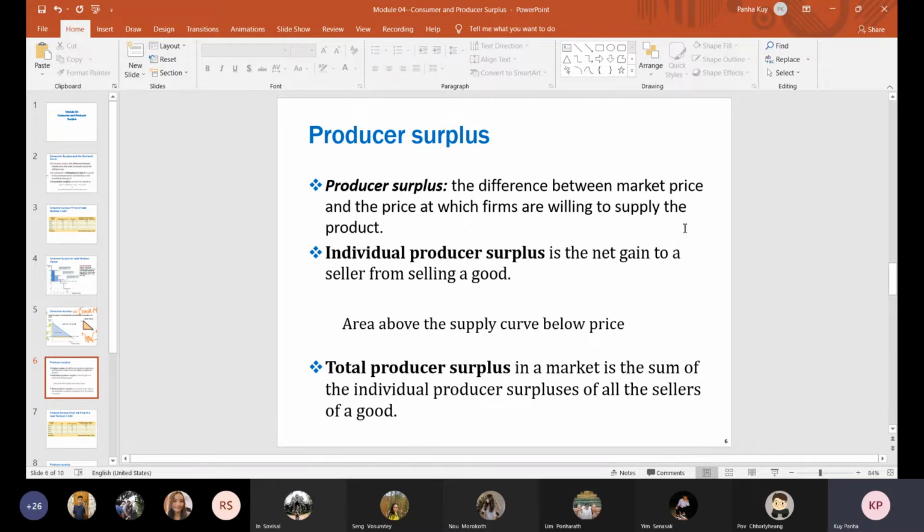I think this one is quite similar to the consumer surplus, like what you have seen, okay? But just this one is on the supply side, not the demand side. So I think nothing is different from the previous discussion for you, okay? Yeah.